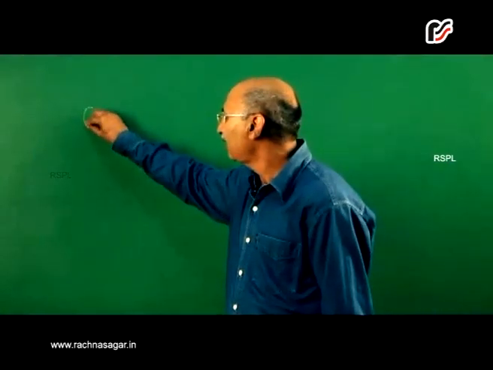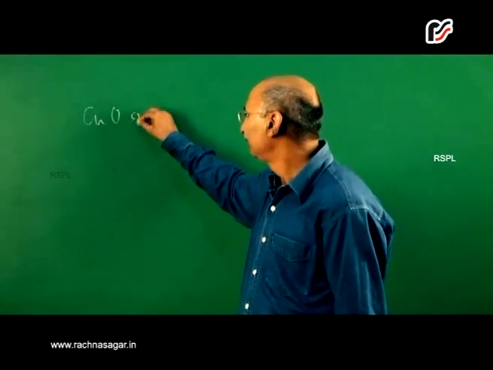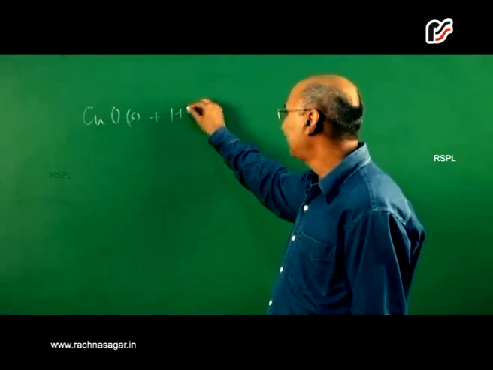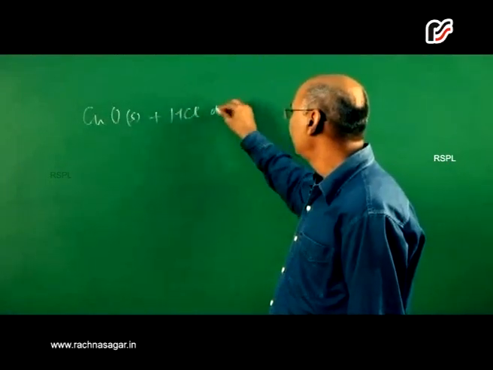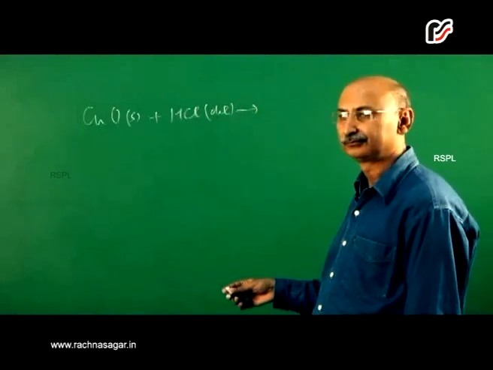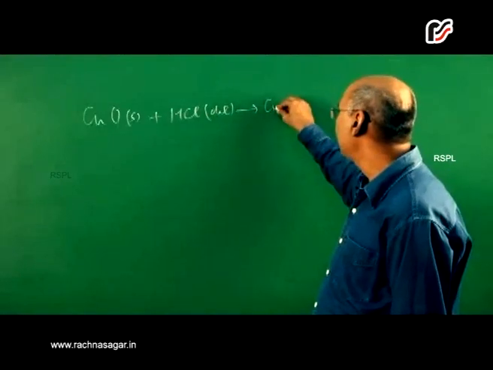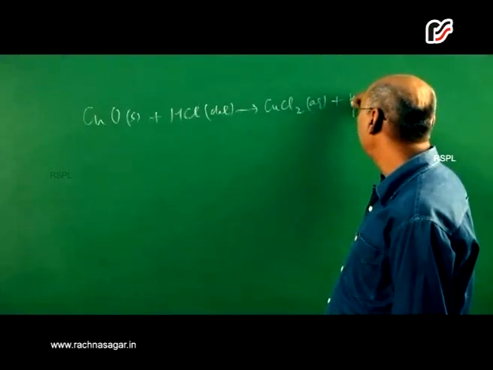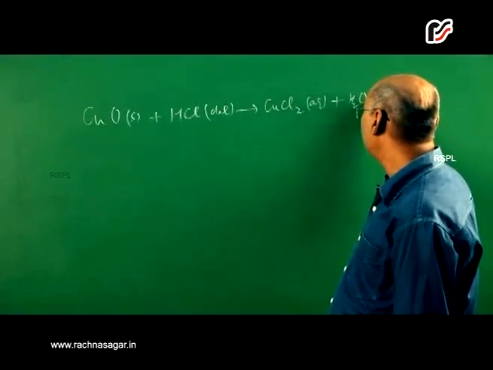Let's take up the reaction between a metallic oxide and dilute acid. This time we are taking copper oxide, which is black in color. When we react it with dilute HCl, tell me what will be formed? Copper chloride plus water will be formed. Copper chloride aqueous solution will be formed plus water.